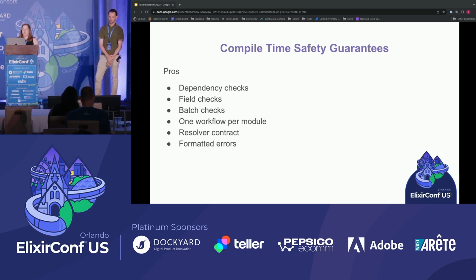You can only have one workflow per module. You can have as many workflows as you want, just one per module. The resolver contract is strong. It has to be a one-arity function that takes in a map. And we tried to make the errors formatted well and very clear about what you need, with examples of cyclic dependencies, dependencies not in the graph, et cetera.